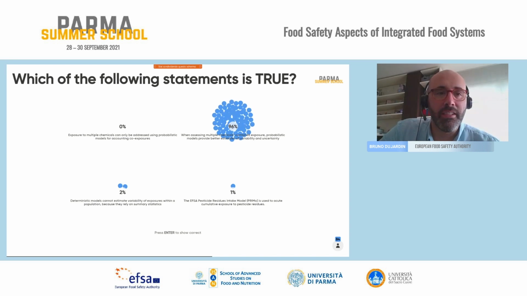Well, I'm glad one of the main messages I wanted to get across has actually come across. Indeed, probabilistic modeling provides better estimates of variability and uncertainty, and that's why it's an interesting tool when assessing combined exposure to multiple chemicals. I think the main reason why I wanted to get this message across is because everybody likes the word probabilistic. It's very fancy, but you need to know when to use it and why to use it. And I think that's really one of the important messages.